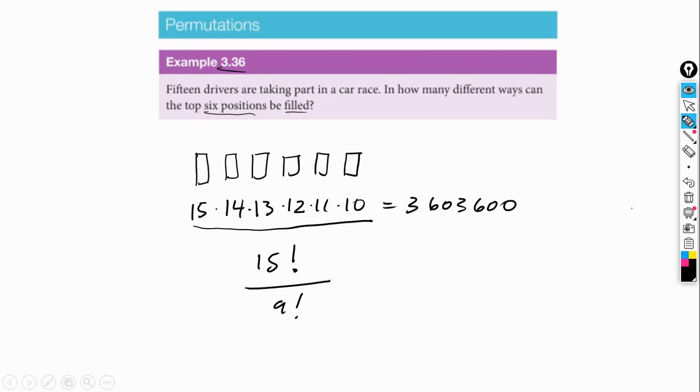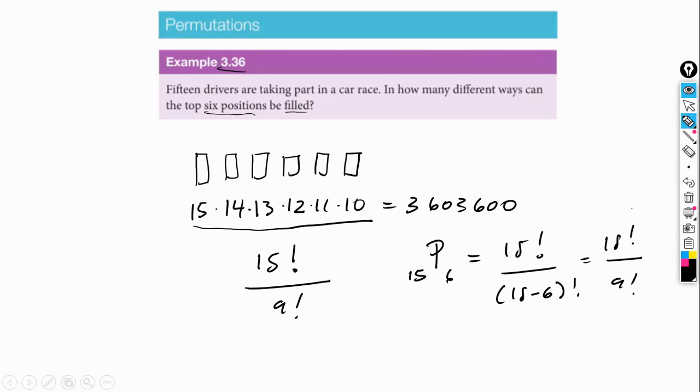Now, this is the same as a permutation. And the permutation, which is symbolized as this, you would say 15 permutated into 6 spaces is going to equal 15 factorial divided by 15 minus 6 factorial. And notice that this is, again, 15 factorial over 9 factorial, and we would get the same answer.